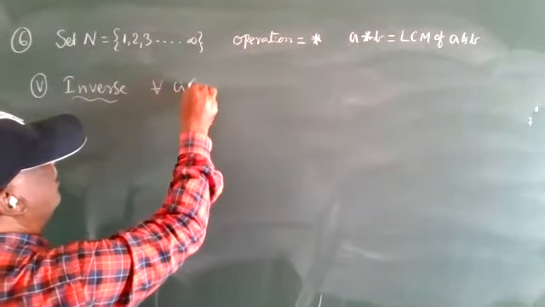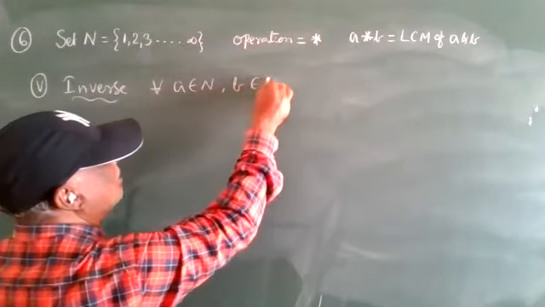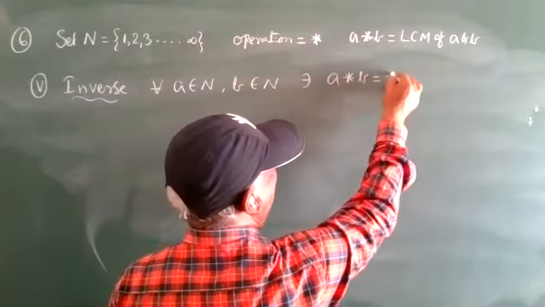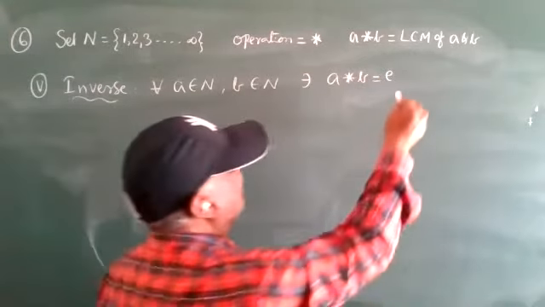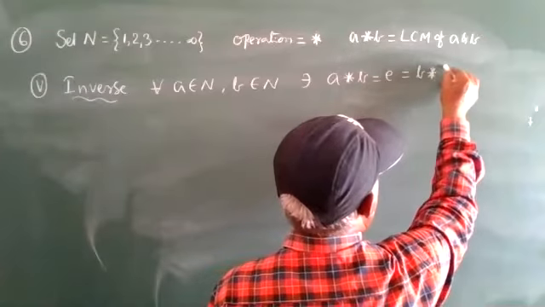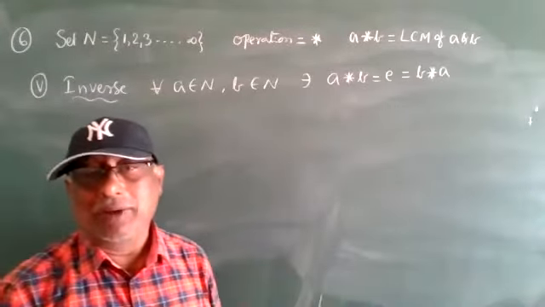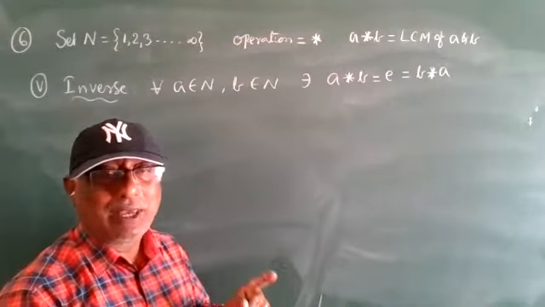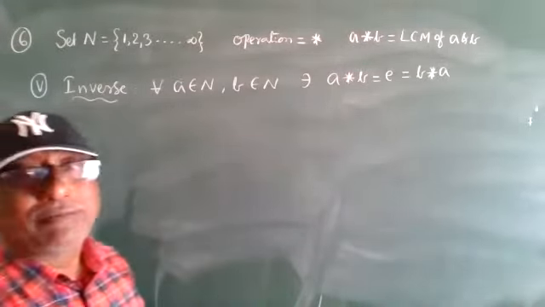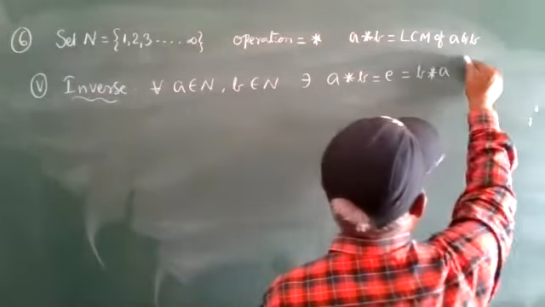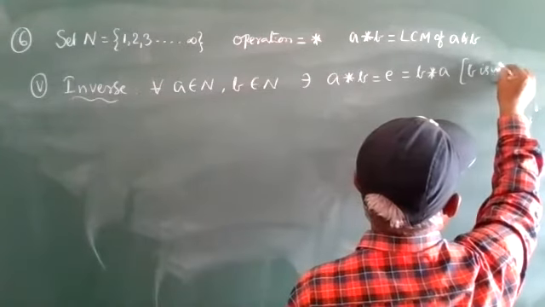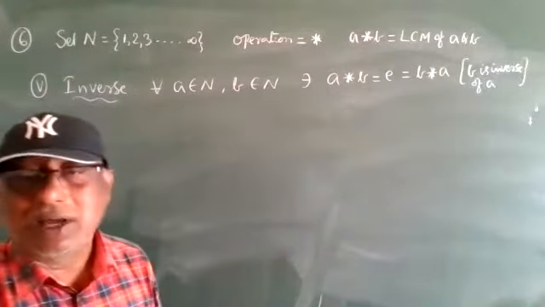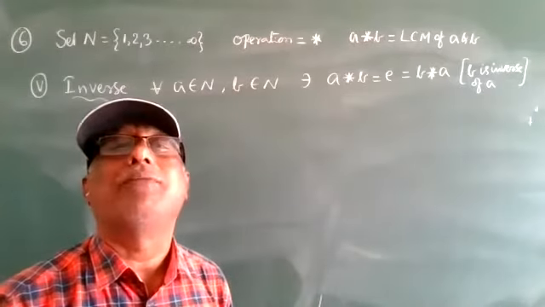For all A belonging to the natural numbers and B belonging to the natural numbers, such that A star B is equal to the identity element, which is equal to B star A. So commutative is already proved. Everyone observe, B is the symbol of the inverse of A.